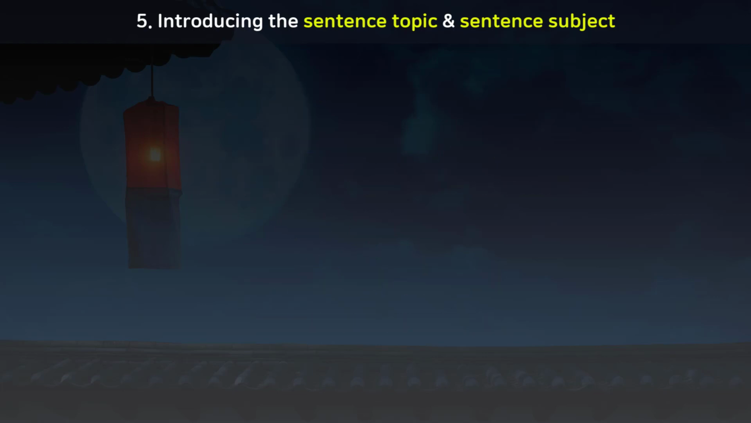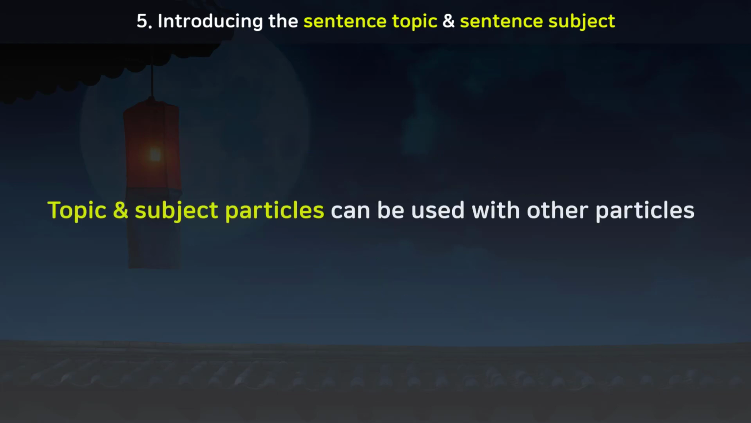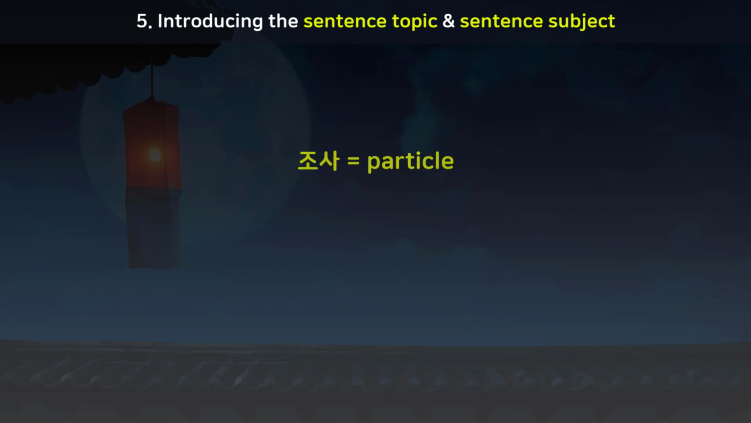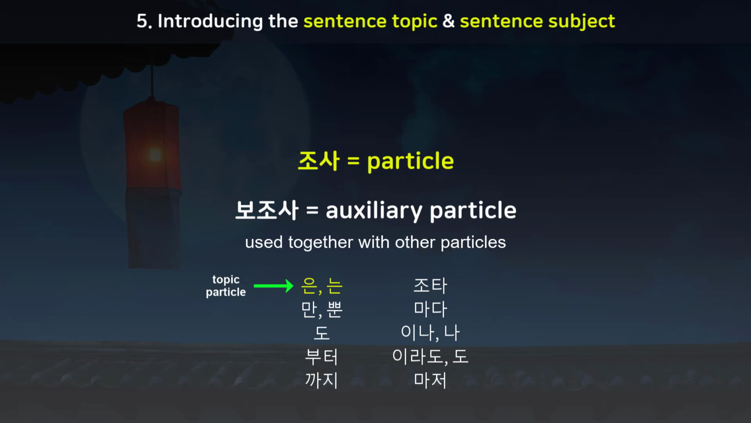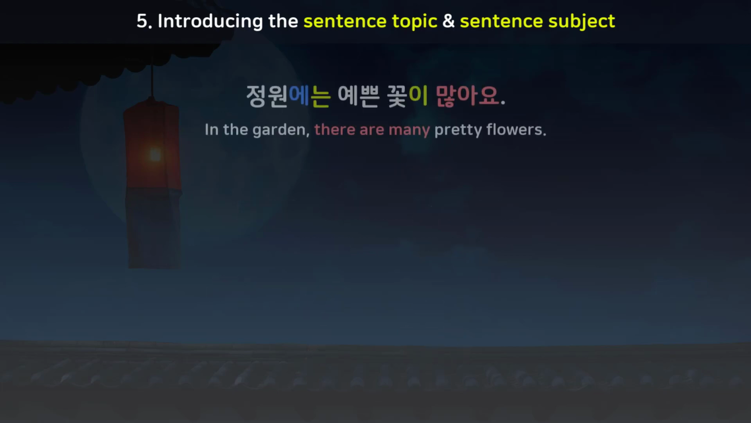Now, the final aspect to learn with these particles is that these particles can also be used with other particles. In Korean, particles are called 조사, and there are certain particles that are called 보조사. And these particles can be used together with other particles. And topic particles is one of them. And although the subject particle is not regarded as 보조사, it can also be used with other particles. When we use topic and subject particles with other particles, their use follows all the different ways we have mentioned in this lesson. Let's take a look at some example sentences.